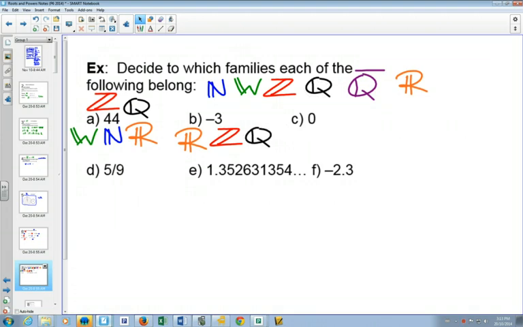How about 0? It's a real, it's whole. Rational. It's not natural. An integer. How about 5/9? Rational. And real.